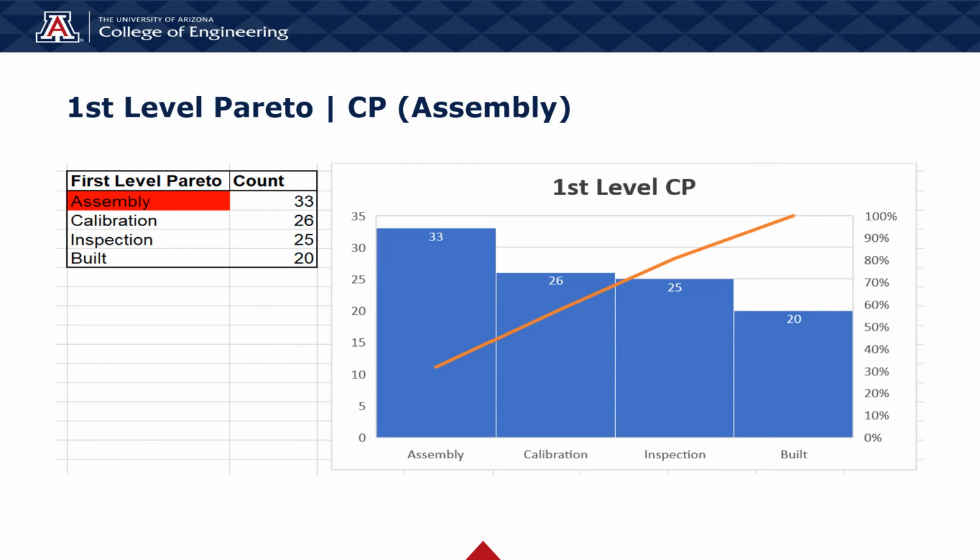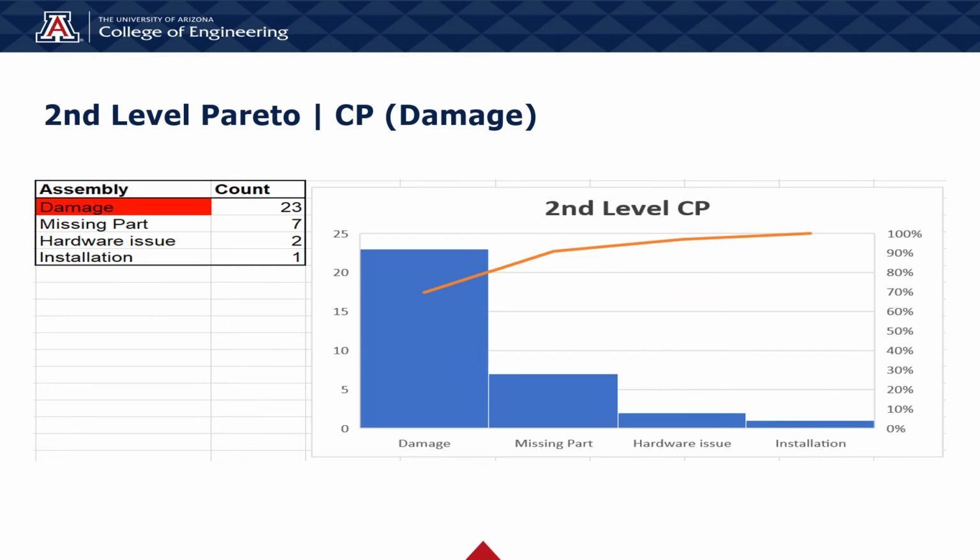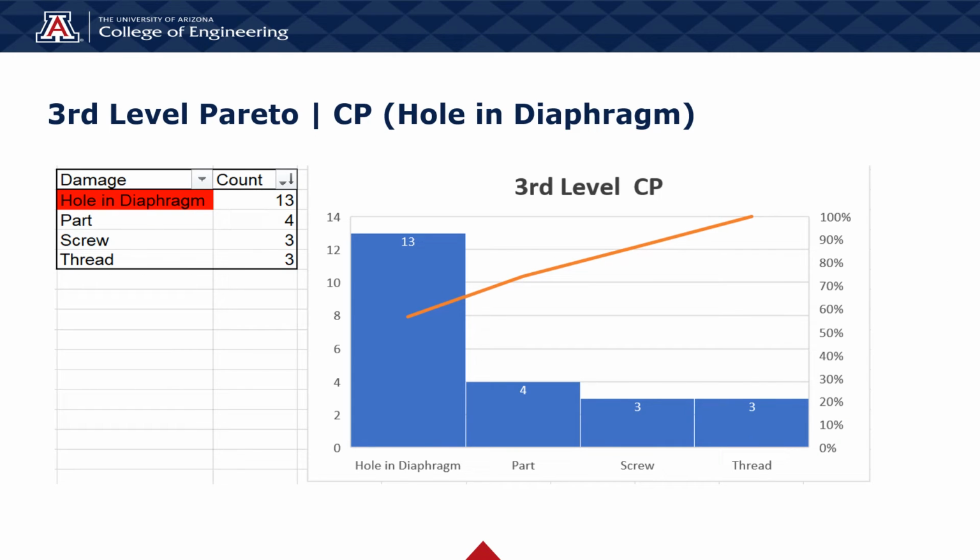So for the cabin pressure 3-level Pareto, we started with the first level, the area where we found the failure the most, and we ended up with assembly. For the second level, we categorized the failure, and we found out that damage was the category that failed the most. In the third level, we moved into the causes of the failure, or the main failure, and we found out that a hole in the diaphragm accounts for most of the failures, more than half. Then the rest is bar and screw and thread.